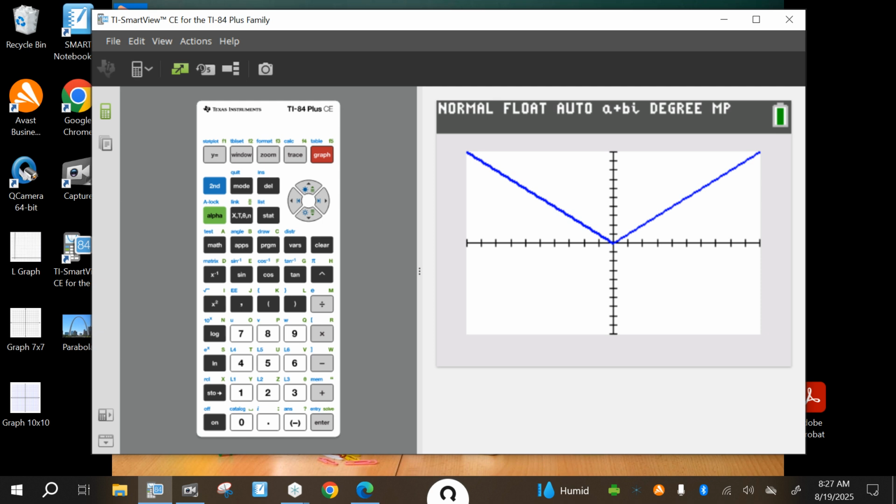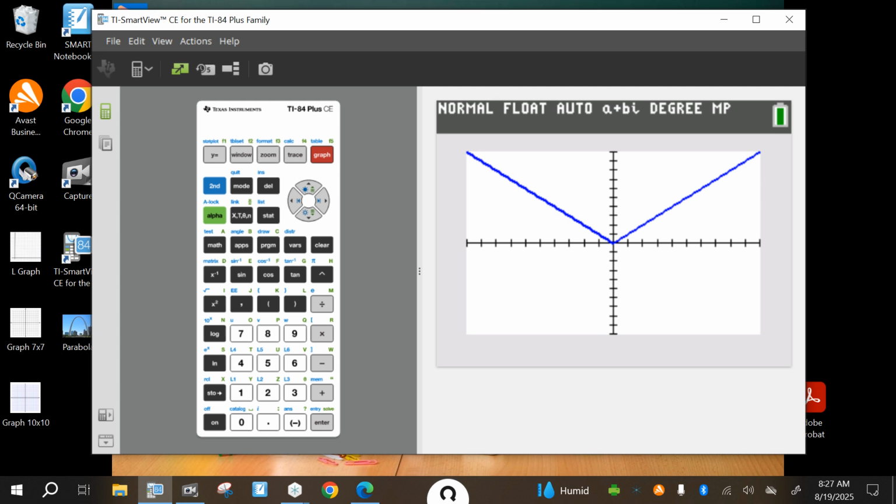So what does absolute value look like? It looks like a V, and that V shape has a vertex. Remember we talked about vertex when we talked about parabolas? It's the part where it changes from increasing to decreasing. Where's the vertex of this graph? 0, 0. You're exactly right.